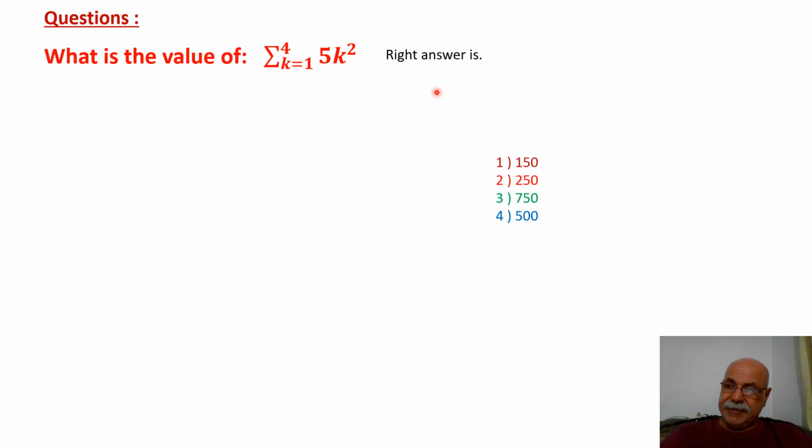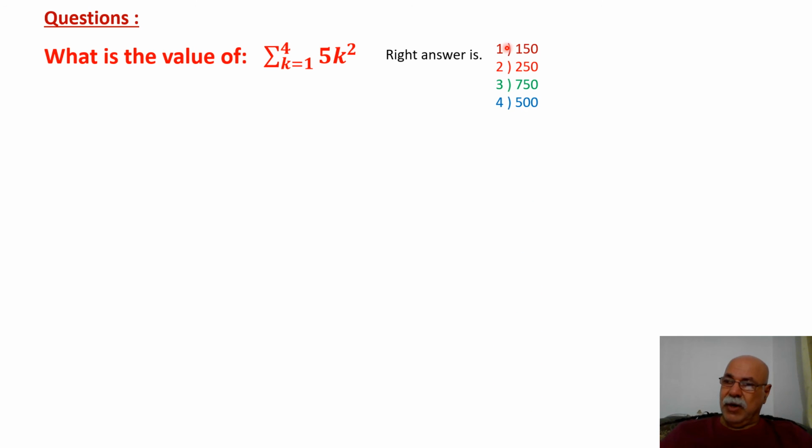The right answer is here: 1, 2, 3, 4. We have 150, 250, 750, or 500. After you solve this, you can get the right answer here. Choose the right answer from these. Which is the right answer? If you have any question or comment, you can ask me, in order to show you how we solve this.